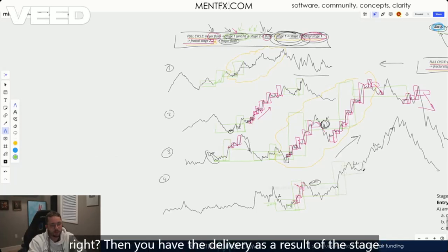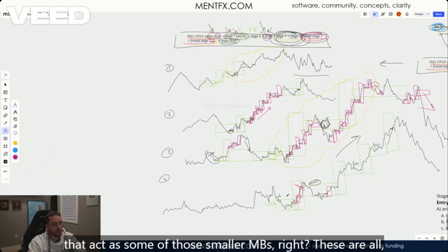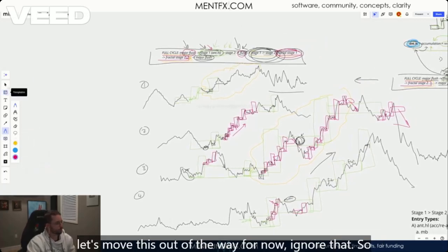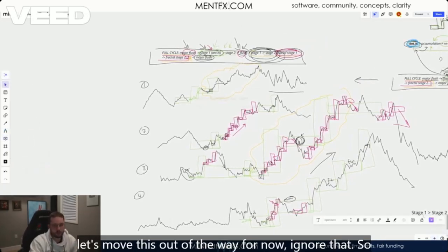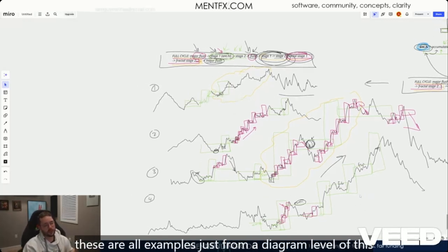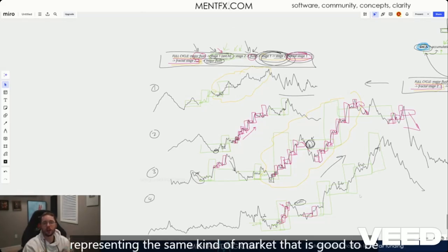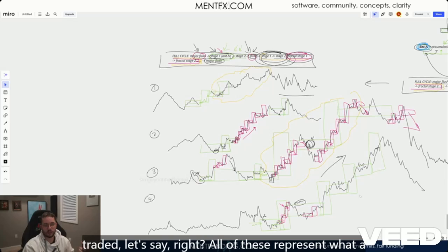Then you have the delivery as a result of the stage 1s and 2s throughout all of this until the inevitable failure. And on the way up, you had the mini ones as well that act as some of those smaller MBs. So, let's move this out of the way for now, ignore that. These are all examples just from a diagram level of this snowflake rule, with each one of these things representing the same kind of market that is good to be traded, let's say.